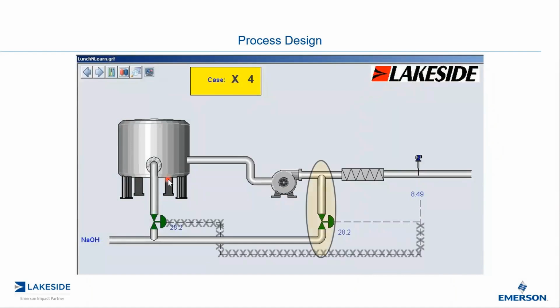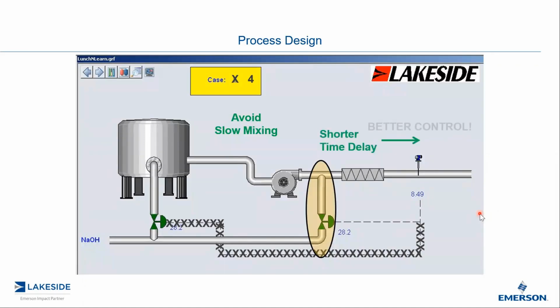So instead of that, why don't we just tune a control loop? Why don't we control our pH by adding caustic after the valve, after the pump itself? So we avoid the slow mixing. We do have a static mixer there, and we have a shorter time delay. So we should have better control.